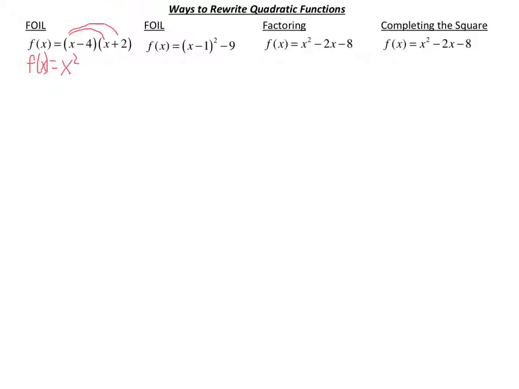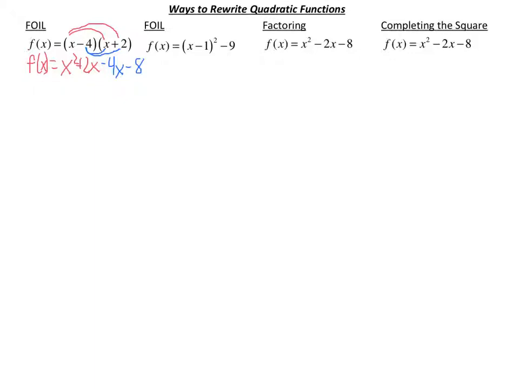And I go x times 2, which, hopefully you can understand, is 2x. Then I'm going to multiply this one times this one, negative 4 times x, and I get negative 4x. And then negative 4 times 2 gives me negative 8.